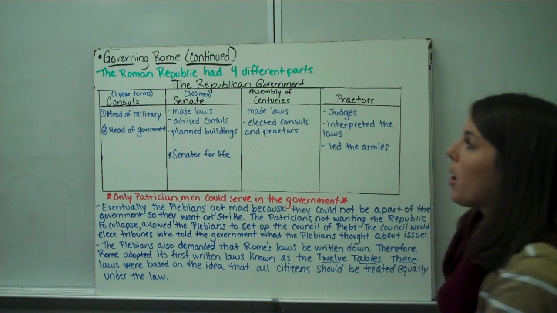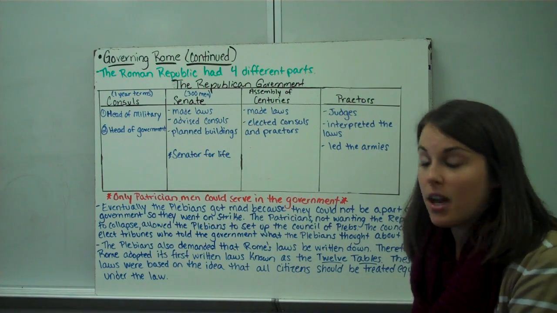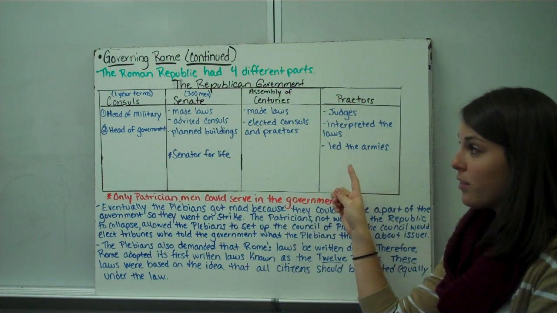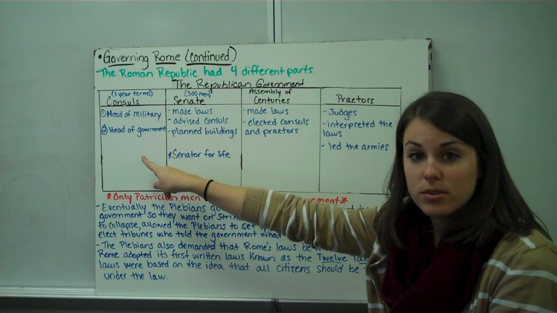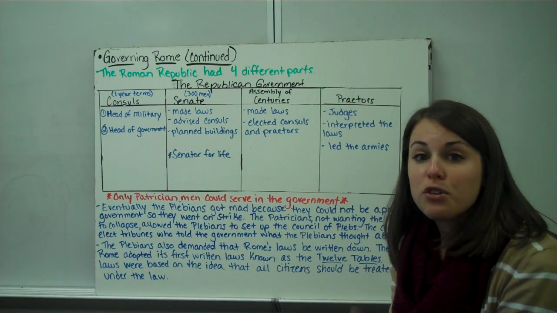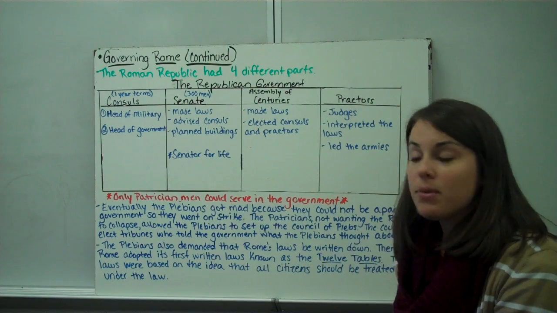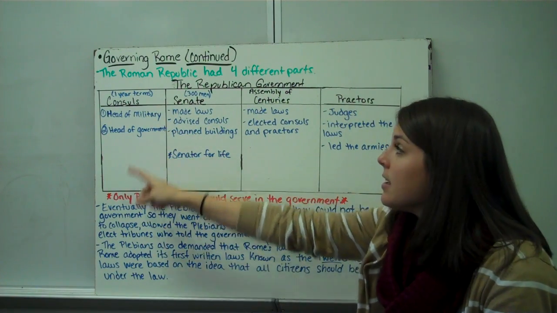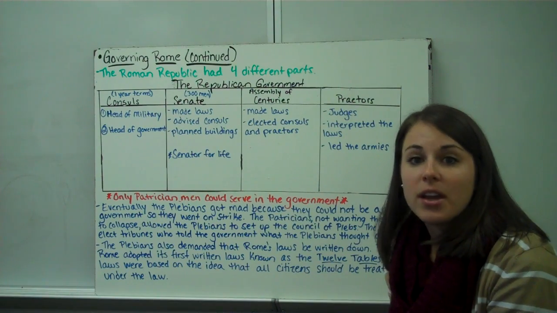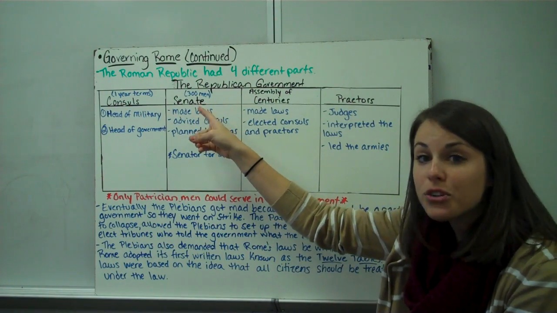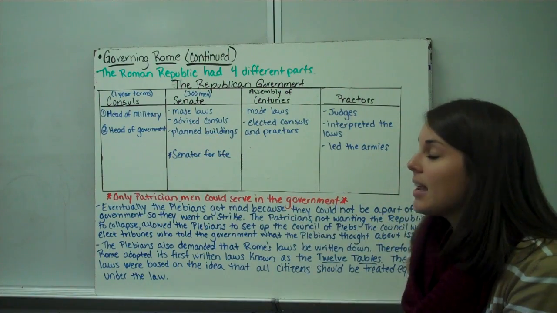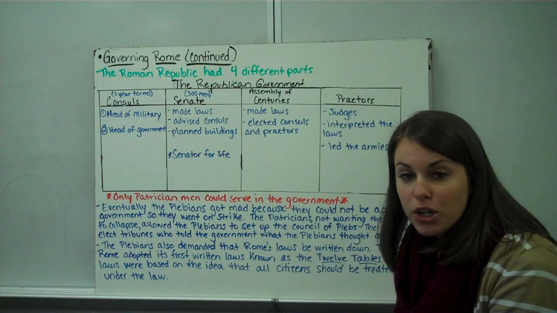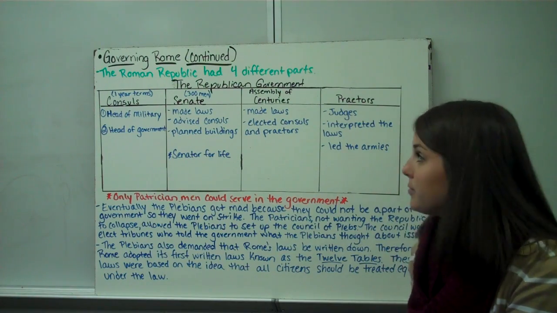As we look at the Roman Republic, it's important to know the different parts of the government. There are actually 4 different parts. So if we look at this chart, here are the 4 different parts. The first part are consuls. These were 2 men who served 1-year terms. One of the men became head of the military. The other man was head of the government. Then you had what was called the Senate, or a governing body. These were 300 men. They made laws, they advised the consul, and they planned buildings. Once you became a senator, you were seen as a senator for life.